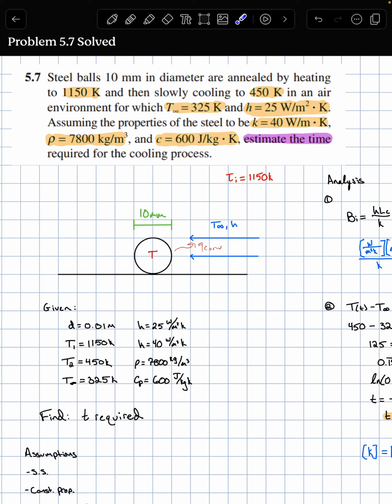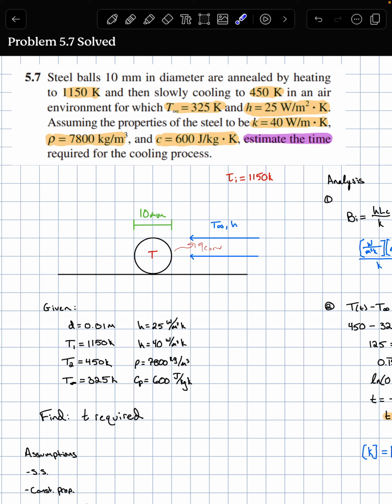And what we're supposed to do here is estimate the time it takes for it to go from 1150 to 450. So, all right, using my little pointer here, I drew that. Pretty simple. You just have your steel ball there. It's very hot. It's convecting out to T ambient. It is 10 millimeters in diameter.